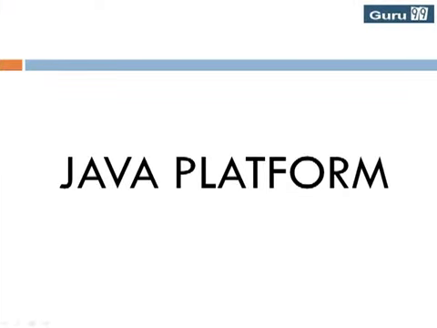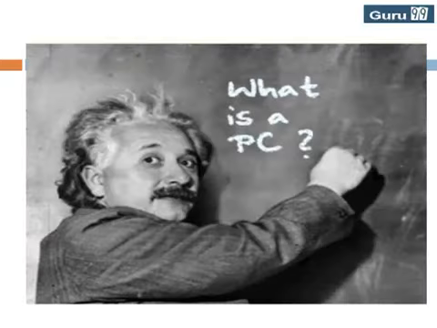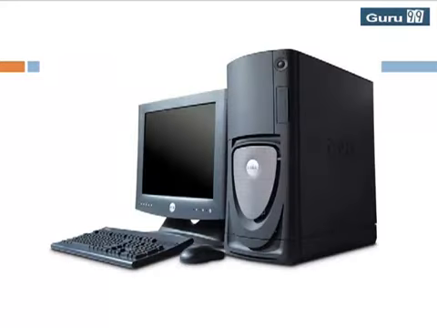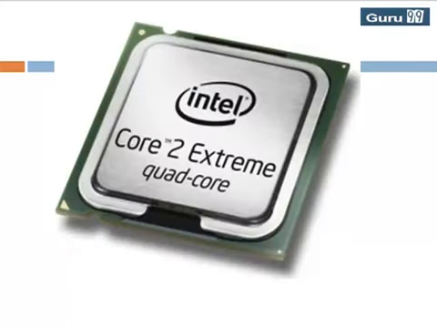Before we introduce the Java platform, how about answering a very basic question? What is a PC? Take your time. The dictionary definition of computer is that it is an electronic device, capable of performing computations. It has many peripherals like a monitor to display data, keyboard to accept user data, and memory to store information. But the heart of the computer is its processor, which does all the thinking for it.